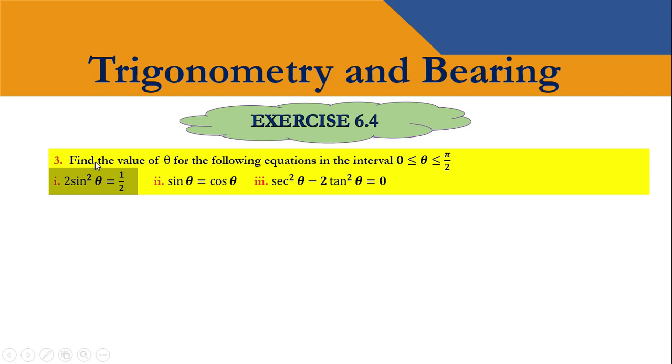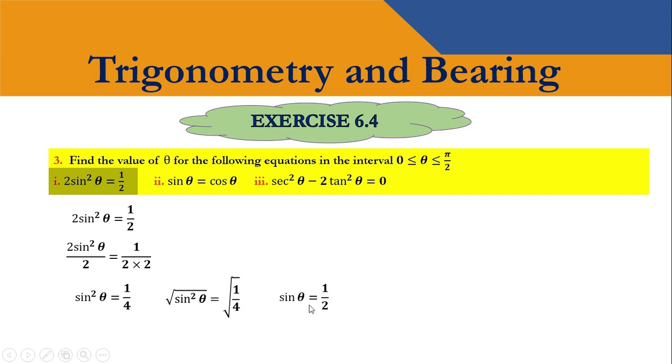Now starting from the first part of question number 3, 2 sin square theta equals 1 by 2. Simplifying this expression, divide both sides by 2. By dividing by 2, sin square theta equals 1 over 4. Now because it is sin square theta, take the square root on both sides. Taking the square root on both sides, we get sin theta equals 1 over 2.